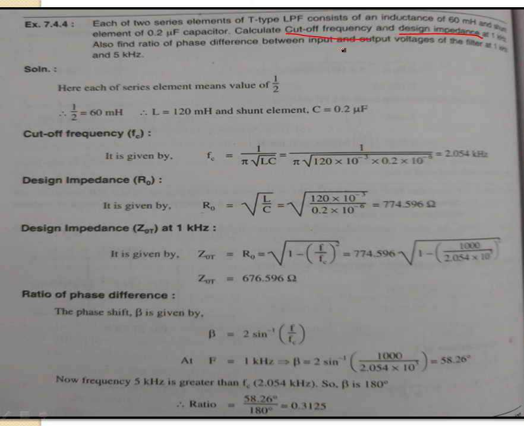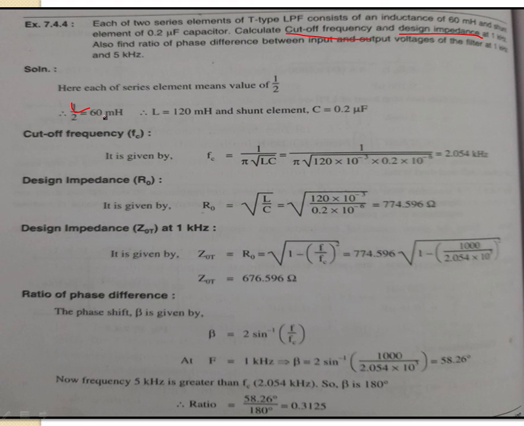Here each series element has the value L by 2, which is equal to 60 millihenry. So the value of L by 2 is 60 millihenry, that's why L is equal to 120 millihenry. And the capacitor value is provided, C is equal to 0.2 microfarad. So we have to calculate the cutoff frequency, and the cutoff frequency fC is equal to 1 upon pi root of LC.